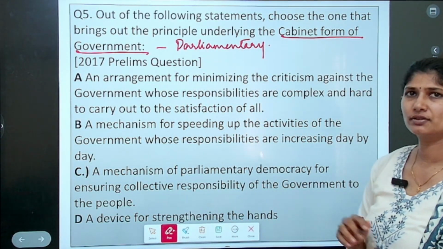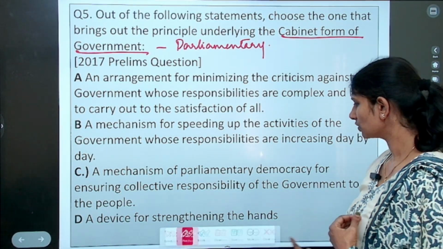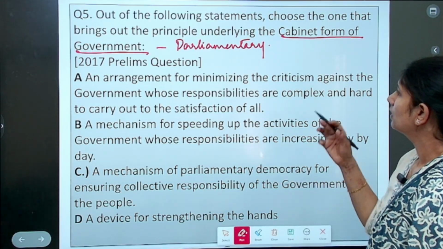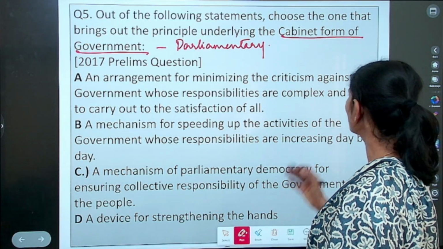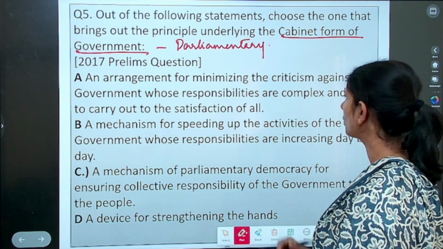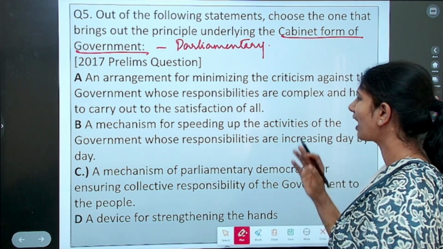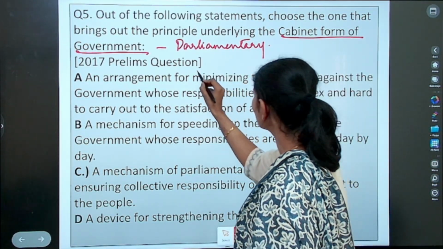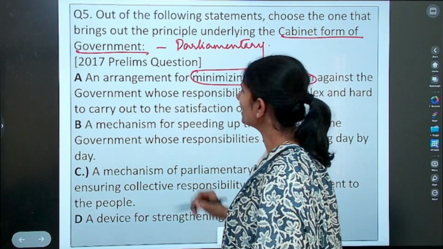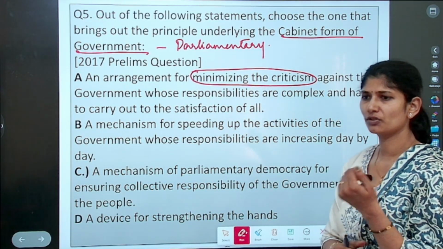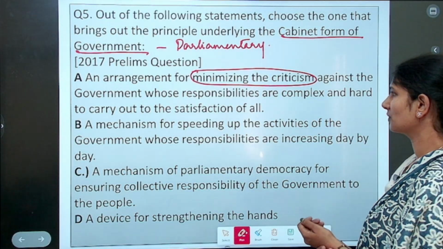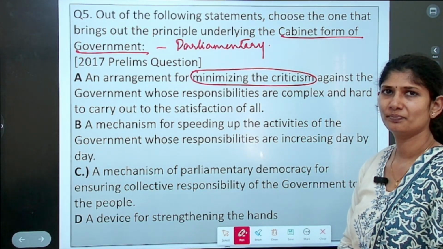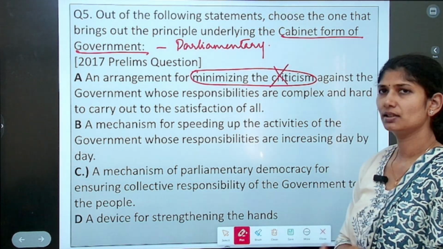Now let's see which of these has provisions speaking about the parliamentary form of government. An arrangement for minimizing the criticism against the government, whose responsibilities are complex and hard to carry out to the satisfaction of all. Understand this, minimizing the criticism. Why will your cabinet form of government focus on reducing the criticism? So this statement is wrong.